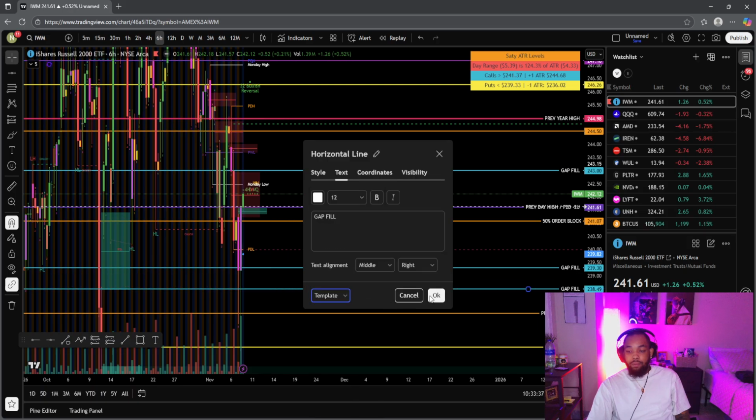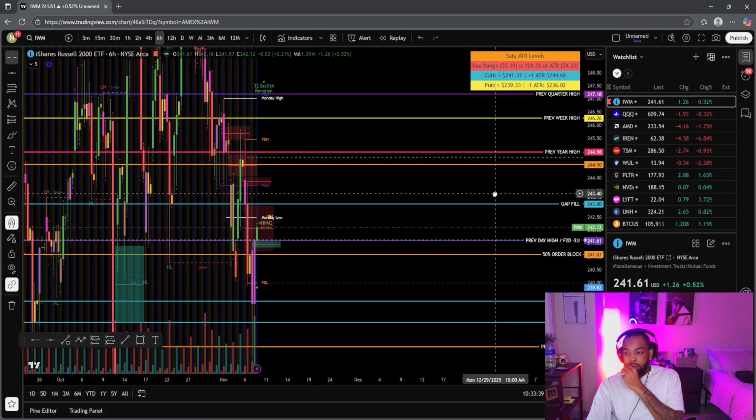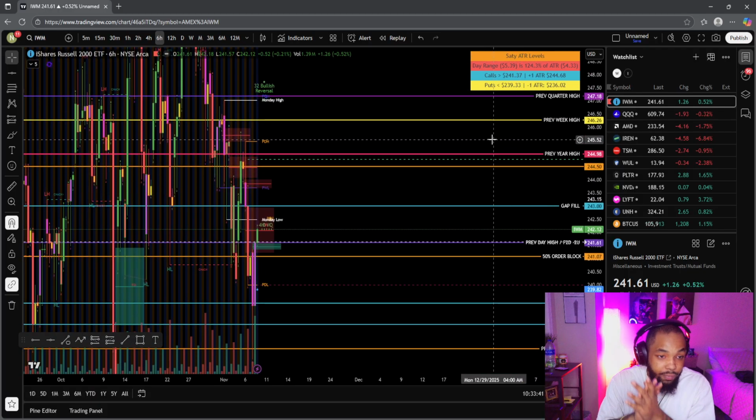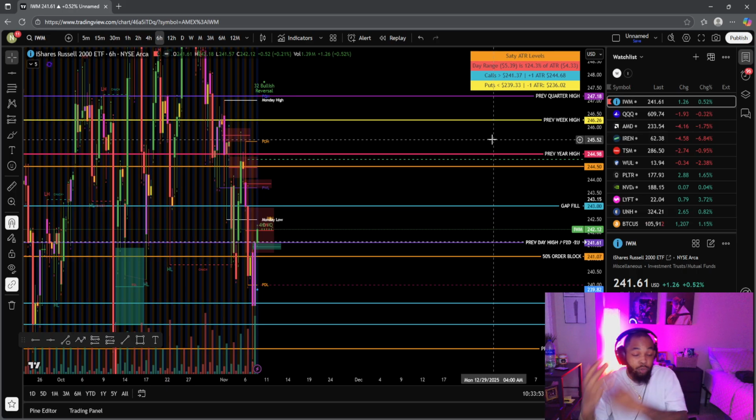I'm not gonna keep going, and I can literally probably go all day with this. But this is literally how to do top down analysis on a chart. This probably wasn't the best or cleanest way to show you guys.